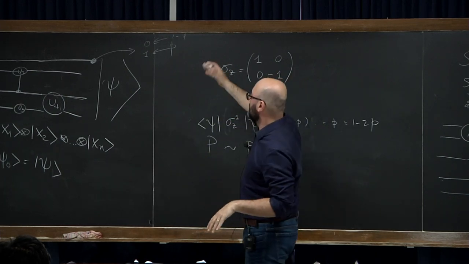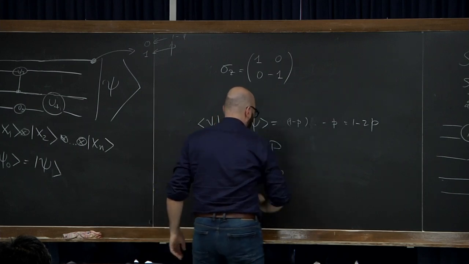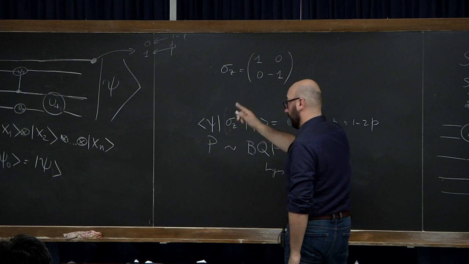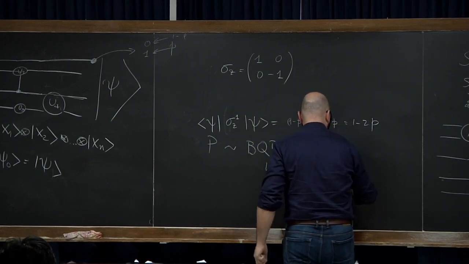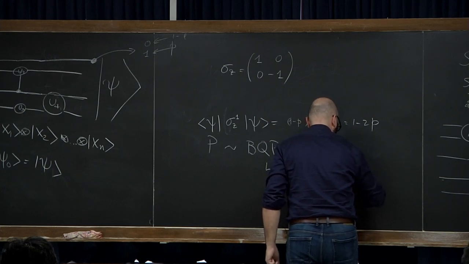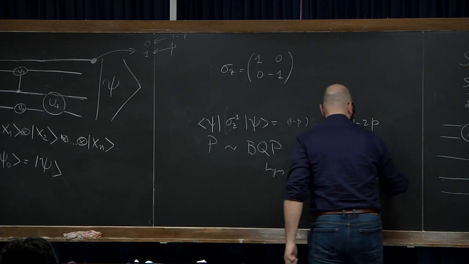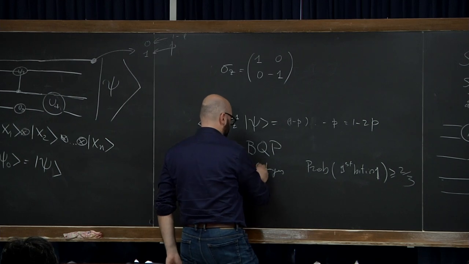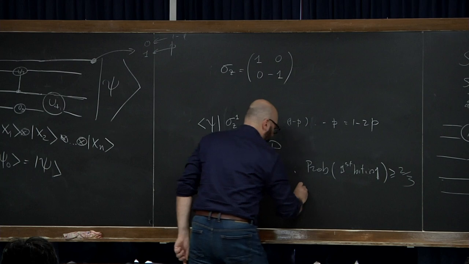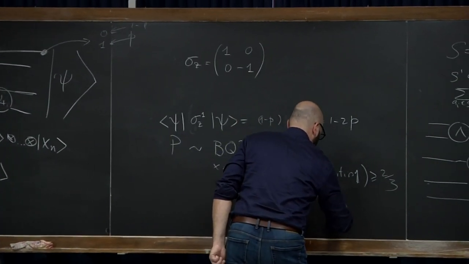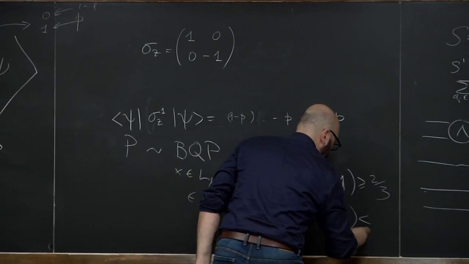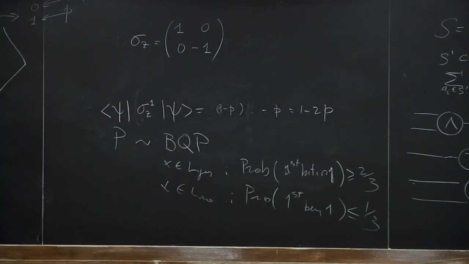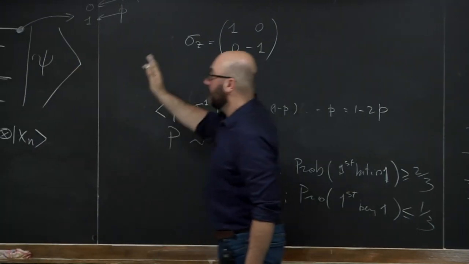But if the answer is yes, you run your algorithm, and the probability that the first bit is 1 is larger than or equal to 2/3. And it's a no if the probability of the first bit being 1 is less than 1/3. I write the input as a quantum state, I run the quantum algorithm, and then I measure one bit.